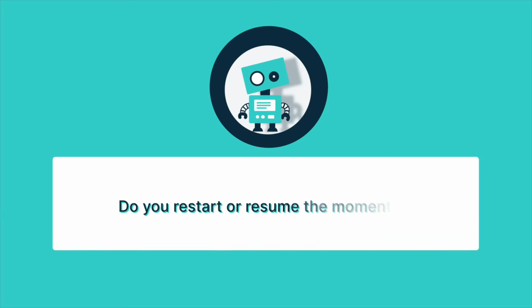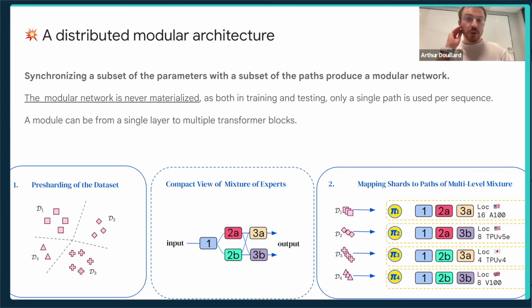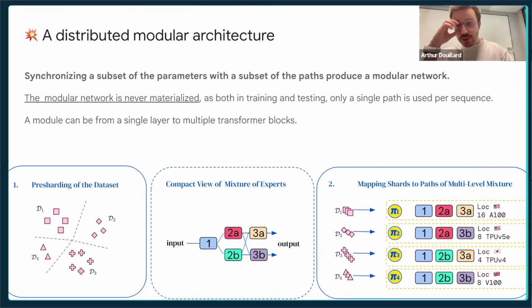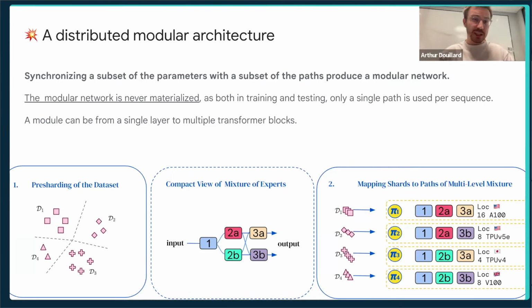Got it. Okay. Do you restart or resume the momentum buffer of the inner adaptive optimizer? That's a good question. In practice, we resume the values of the mu and the nu of the inner optimizer. We did try to reinitialize it or to communicate it. Communicating it makes barely any difference.